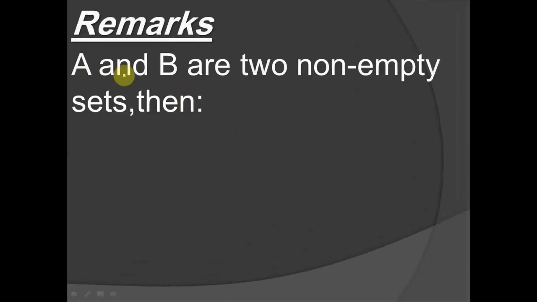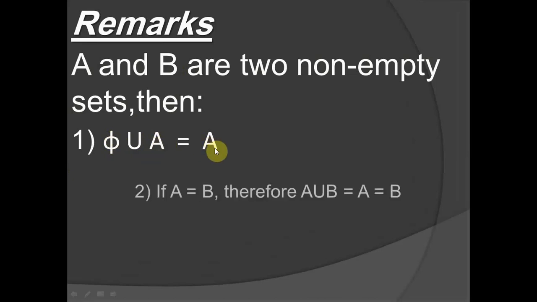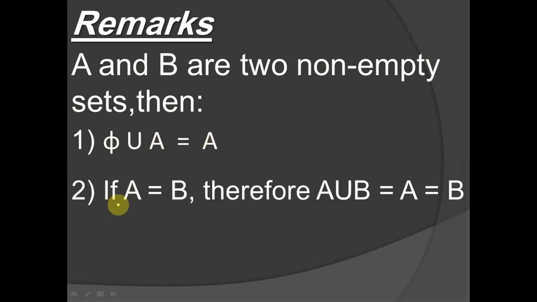Remarks: if A and B are two non-empty sets, that means A or B sets have elements, then phi union A. If phi has no element and A, this equals A. If A equals B, therefore A union B, two equal sets, A union B equals the first set or the second set, the same.